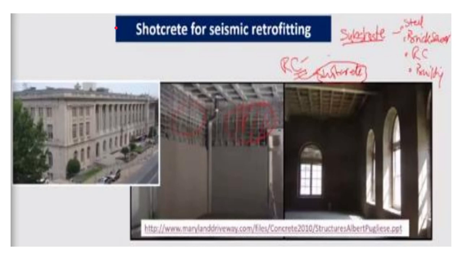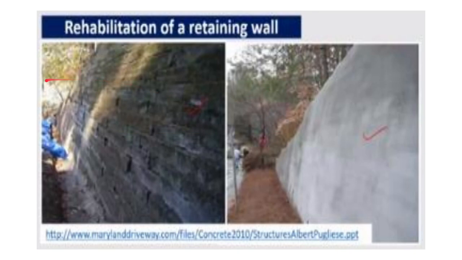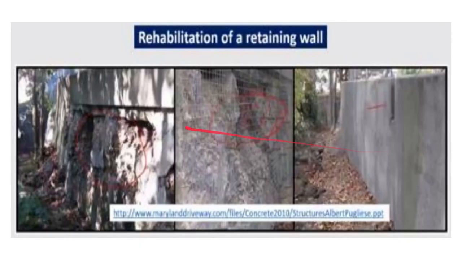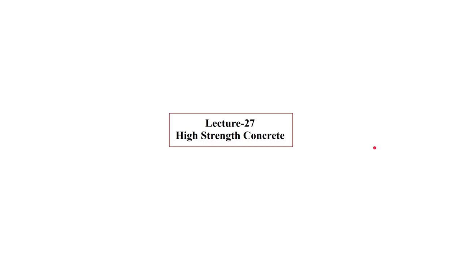So this is the use of shotcreting. In the case of a retaining wall also, using shotcrete, they were able to rehabilitate the wall, as you can see here, before and after. And here in this case you can see the retaining wall, which again was rehabilitated. This was the initial case, and after rehabilitation using shotcrete, this is the final. Therefore we can say that shotcreting has various applications.